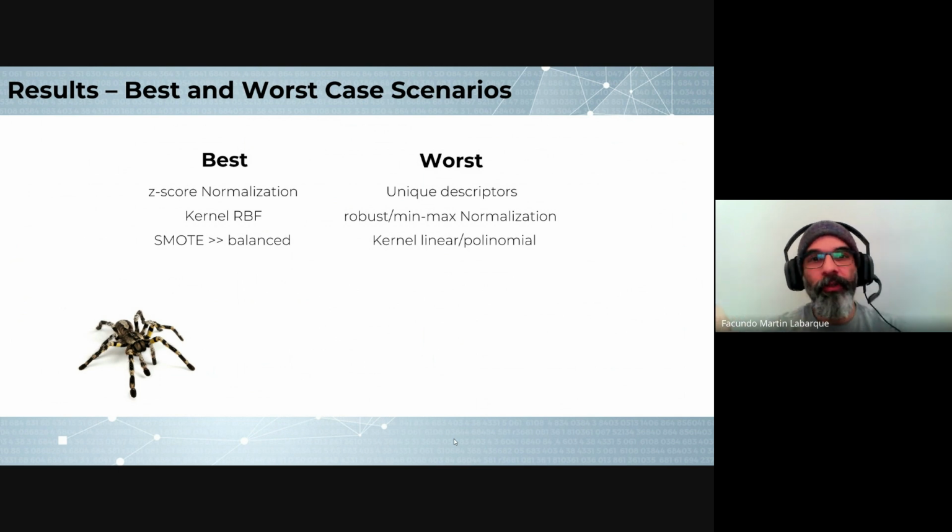So making a summary about this, the best and worst case scenarios in all our analysis and comparison: the best scenarios were those when we applied z-score normalization and the RBF kernel. And also when we applied SMOTE, much better than when we applied a balanced matrix. And the worst case scenario was all the time when we used only one descriptor and any other type of normalization or kernel.